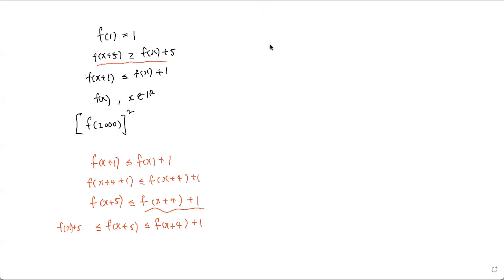The next step is to elaborate on this part, the right-hand side of the inequality. I'll do a side working here. I can say that f(x + 4) + 1 is less than or equal to f(x + 3) + 1 + 1. The reason is because this is less than or equal to this, so again I'm using the initial conditions given.